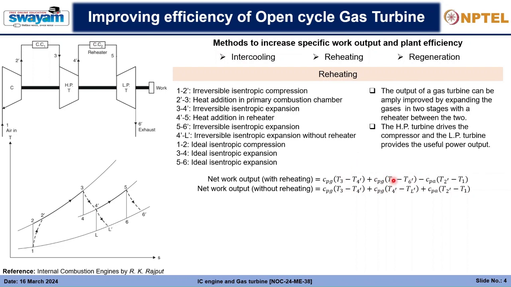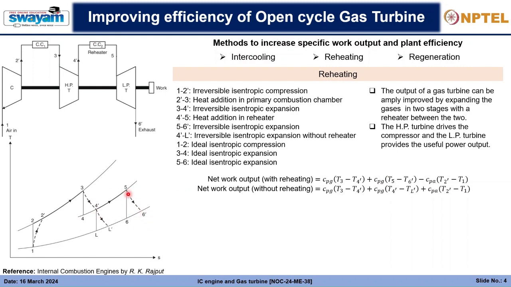The difference will be cp(T5 minus T6') in reheating, then without reheating cp(T4' minus T_L'), so T4' minus T_L'. So that is without reheating. Now you can obviously see the difference since the pressure lines are diverging.